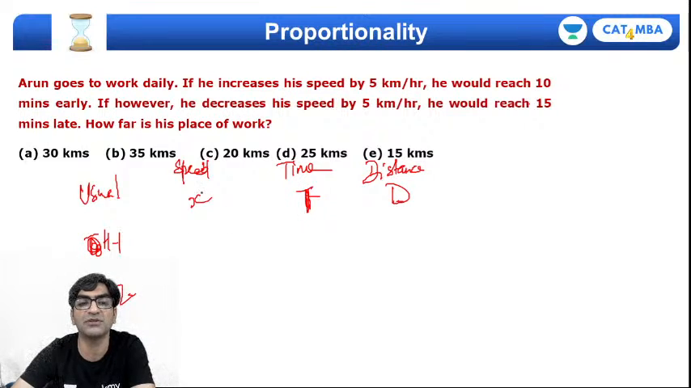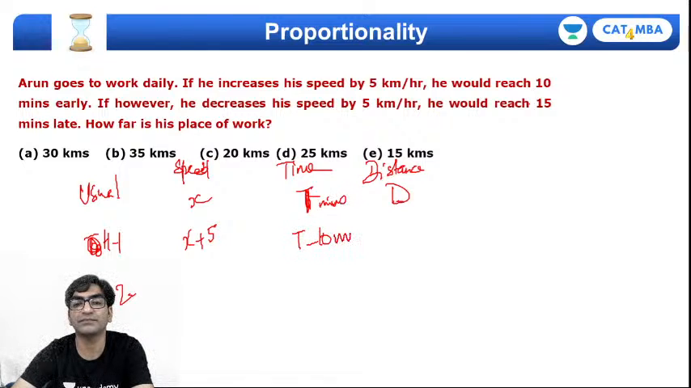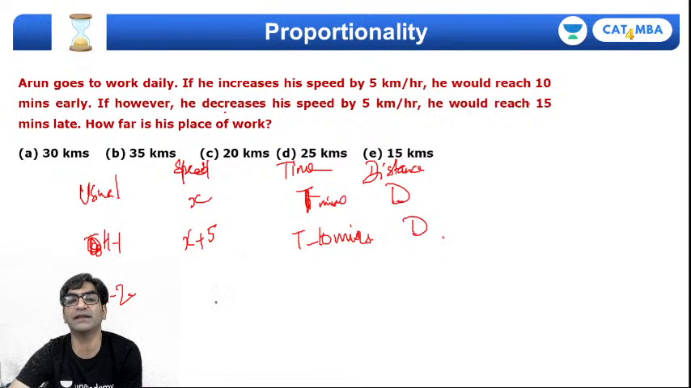Okay, what happens today? Arun increases his speed by 5. So speed will become x plus 5 kilometers per hour, and he would reach 10 minutes early, which means instead of t minutes, he'd take t minus 10 minutes, right? But he travels the same distance, right? And the second scenario, if however he decreases speed by 5, he'll travel at x minus 5 kilometers per hour and take t plus 15 minutes to travel the same distance of d, right?